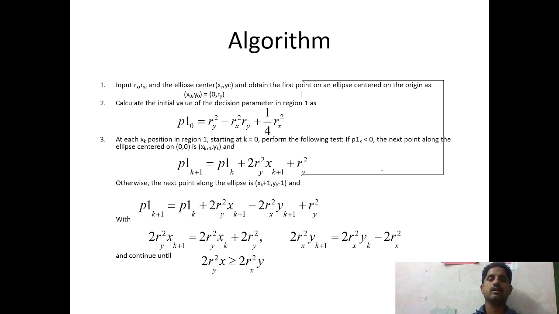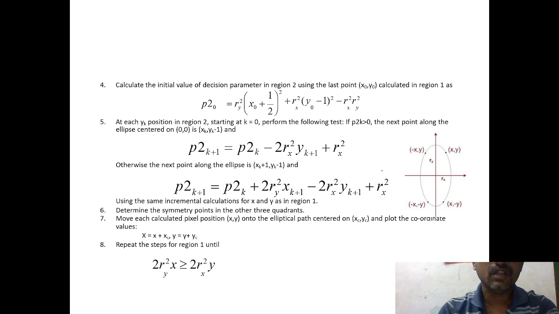So based upon these conditions, when 2 ry square x is greater than or equal to 2 rx square y, this condition is satisfied, and we can stop the calculation of the particular ellipse values. Okay, so calculate the initial value of the decision parameter in region 2 using the last point (x0, y0).